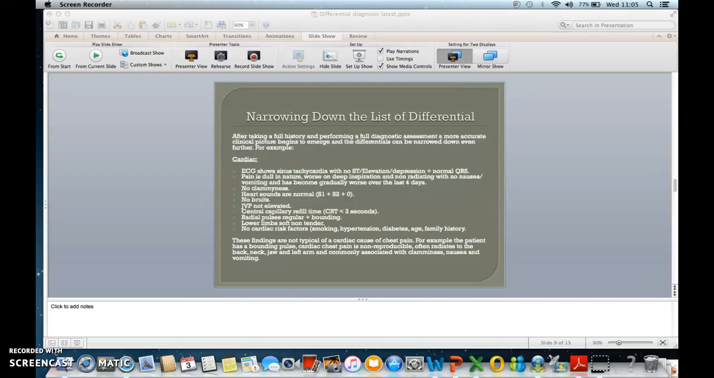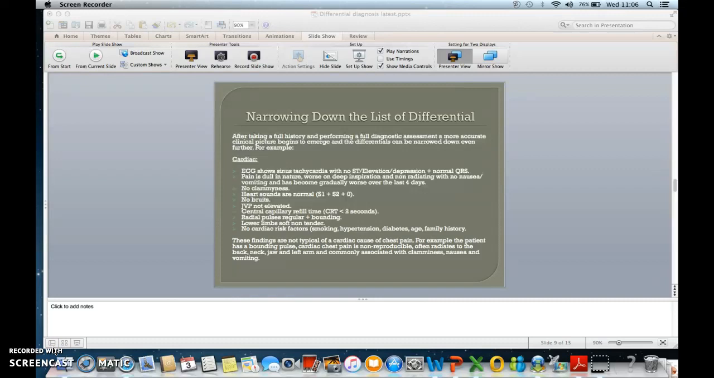He's not clammy, his heart sounds are normal, there's no bruit, his JVP is not elevated, his central capillary refill time is below 2 seconds, radial pulses are regular plus bounding, his lower limbs are soft and non-tender, and he has no cardiac risk factors, for example smoking, hypertension, diabetes. There's no family history, and he's fit. So these findings are not typical of a cardiac cause of chest pain.